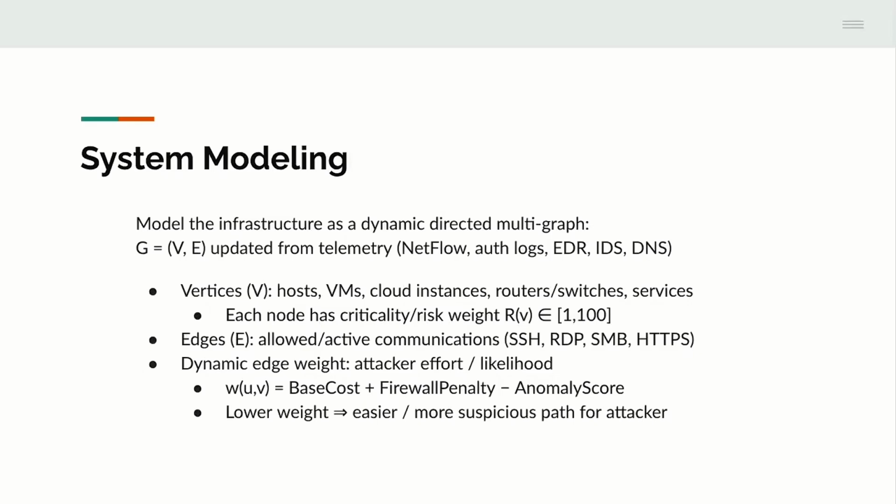We model the network as a dynamic directed graph where G = (V, E), updated from telemetry like NetFlow, auth logs, EDR, IDS, and DNS. Nodes represent devices and services, each with a criticality score R(v). Edges represent allowed communications like SSH, RDP, SMB, and HTTPS. Each edge has a dynamic weight w(u,v), which equals base cost plus firewall penalty minus anomaly score. Lower weight means an easier or more suspicious route for an attacker.